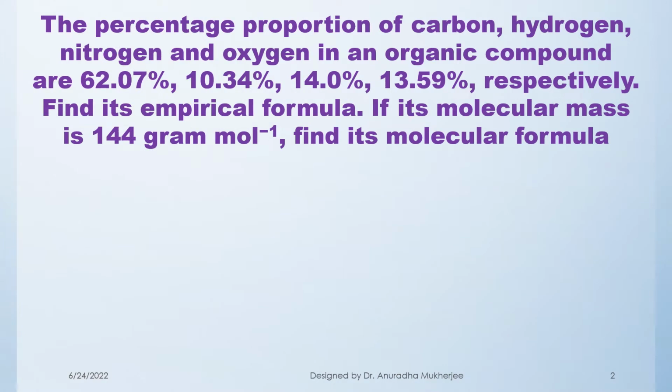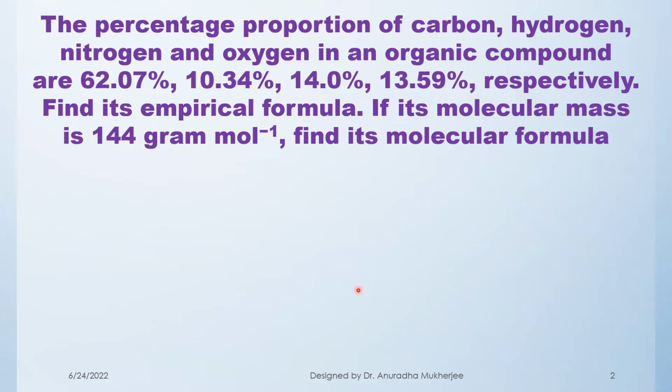Now let's check the problem. The percentage proportions of carbon, hydrogen, nitrogen and oxygen in an organic compound are 62.07%, 10.34%, 14%, 13.59% respectively. Find its empirical formula. If its molecular mass is 144 gram per mole, then find out its molecular formula.